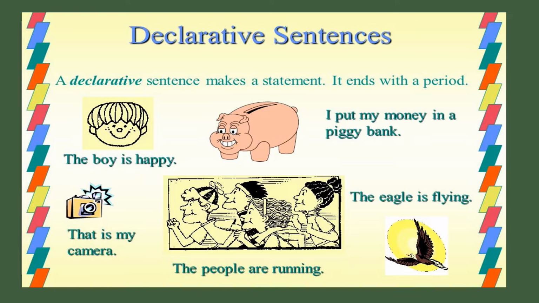Now assertive sentence or declarative sentence can be positive or negative. Let's look at these examples. These examples may either give us some information, or they might make a statement, or they might tell us something. Alright, so let's look at the first one. The boy is happy. It's telling us that the boy is happy. I put my money in a piggy bank. This is my camera. The eagle is flying. The people are running. So hope you all have understood what declarative sentences are.